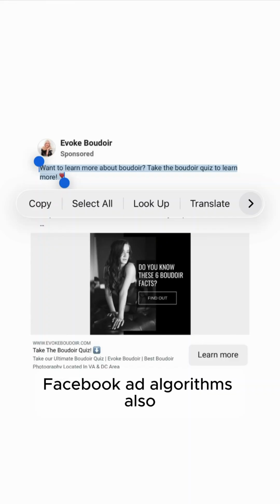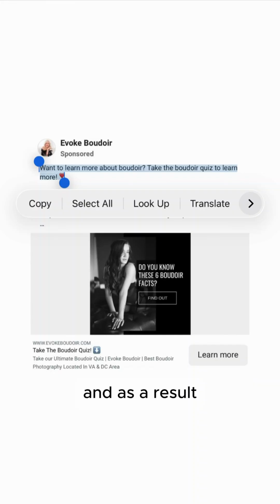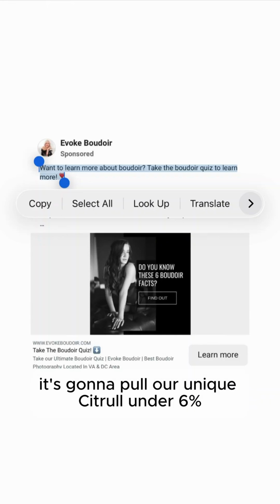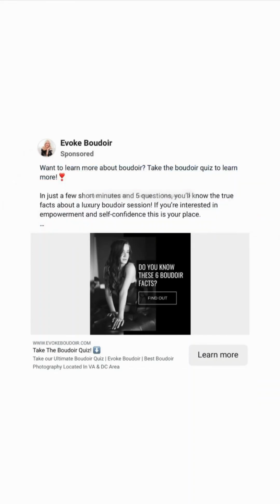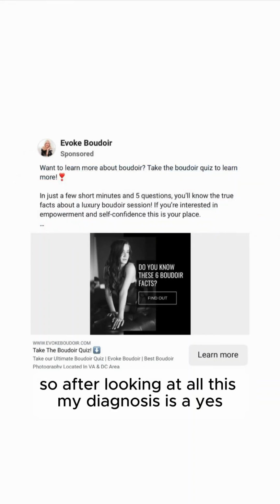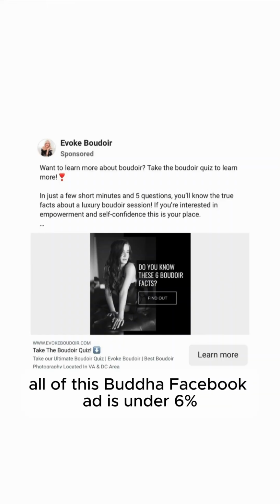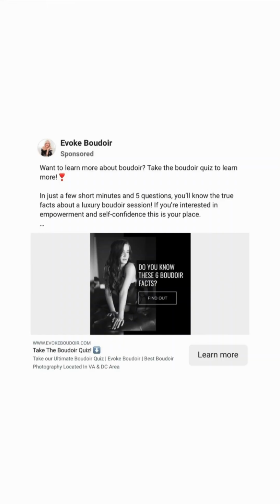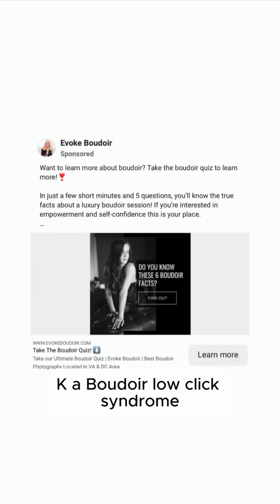Facebook's ad algorithm is also going to be not as confident of who to show our ad to. And as a result, it's going to pull our unique CTR under 6% and contribute to BLCS, Boudoir low click syndrome. So after looking at all this, my diagnosis is yes, I believe the unique CTR of this Boudoir Facebook ad is under 6%, which means yes, I do believe it has BLCS, aka Boudoir low click syndrome.